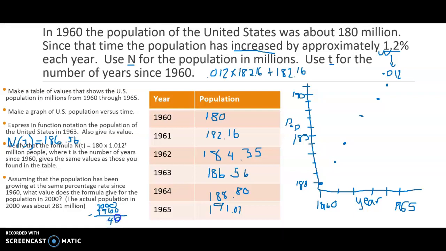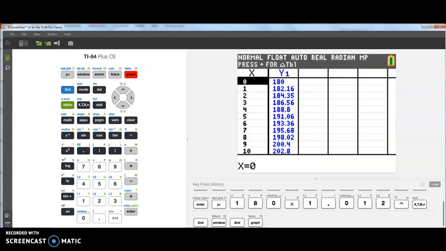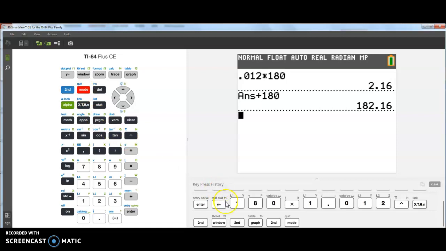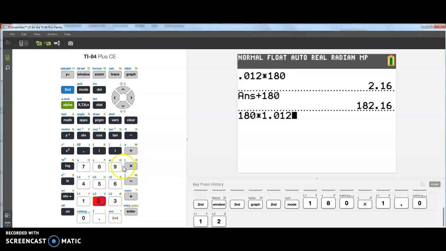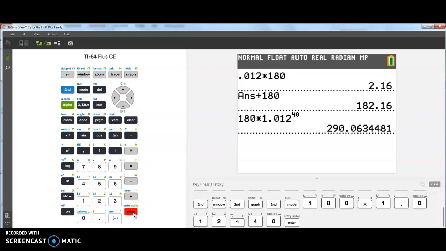So I'm going to go to my calculator with that information. So again, that's going to take me a moment. Here in my calculator, I'd like to just type this in because I only want to know one answer. So I need to get out of this chart that we were in. So I'll use second and the mode button, which allows me to quit. So using the formula, I have 180 times 1.012, caret key, and we said time was 40 years later. So enter. And we get an answer of 290 million.